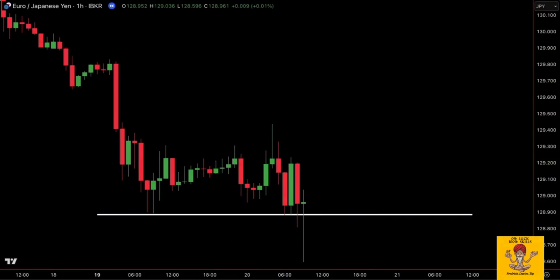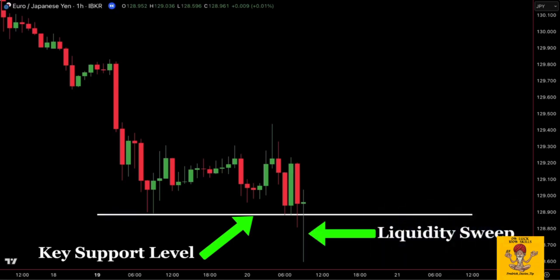Second, big wicks usually form at major levels. If you see one at support or resistance, it's a red flag. It means smart money is hunting liquidity, not looking to break out. That's your cue. Consider trading in the opposite direction.